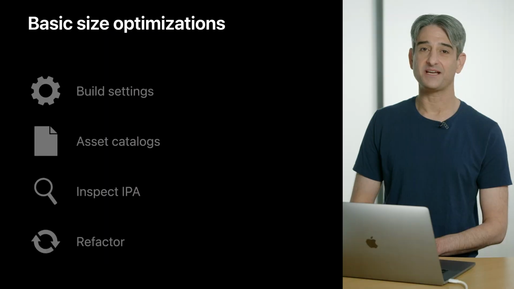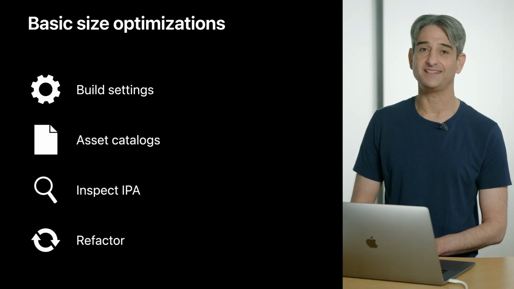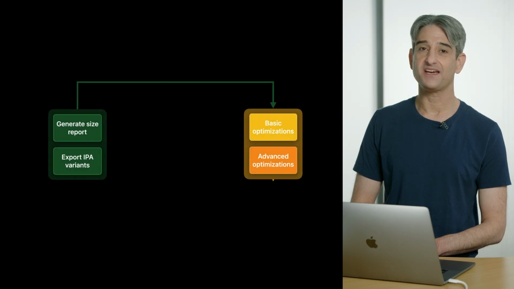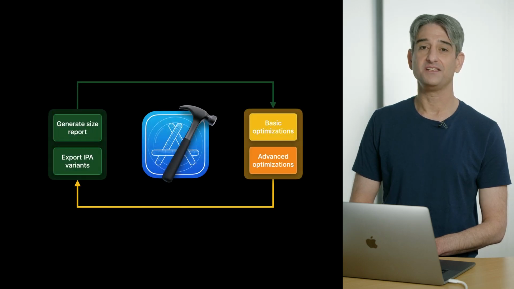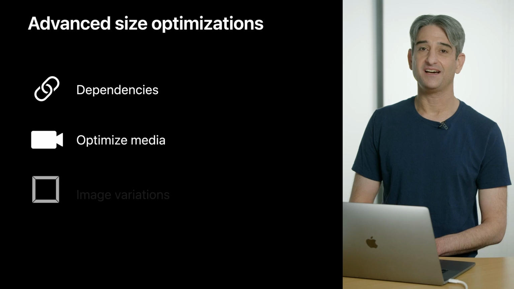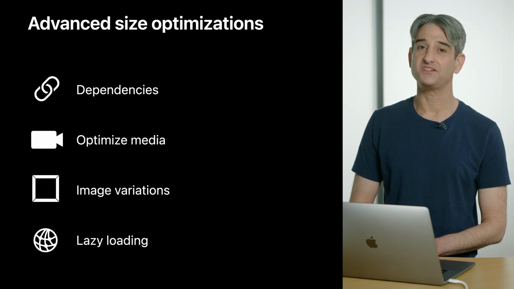I've covered some basic optimizations you can implement today to get your app clip ready for submission. Now suppose, as part of this iterative process, you measure again, you look at the size report, and you still aren't where you need to be. That's okay. I have several advanced optimization strategies for you to consider.